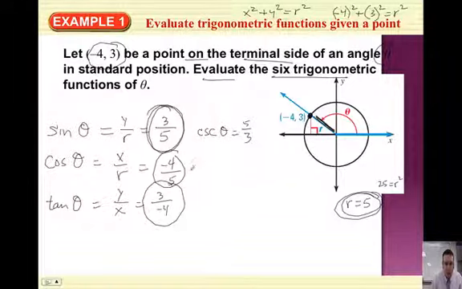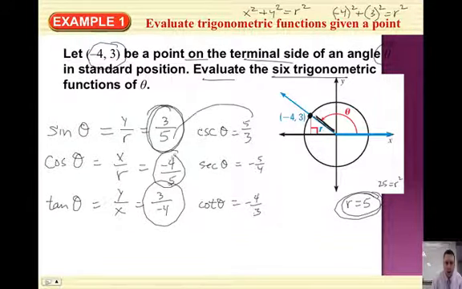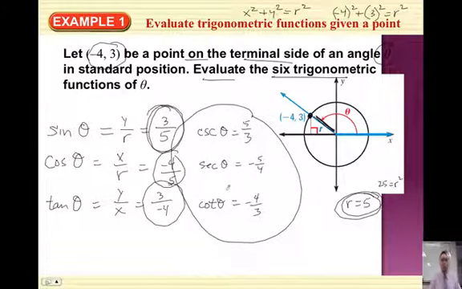Next one, cosine and secant. So secant of that angle is, flip it, -5/4. Lastly, cotangent of theta is equal to, flip it, -4/3. There you go. You evaluated all 6 trig functions of any angle I gave you. So if this was way down here, you know, -3, -5, you just have to think, okay, what's x, what's y, what's r, and plug them in. Okay, that's it.